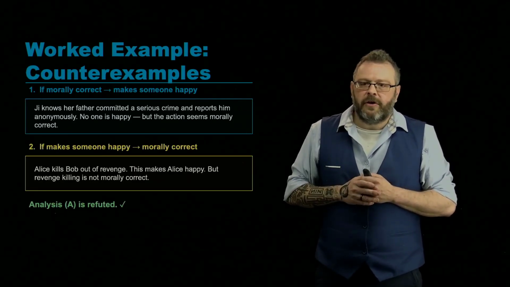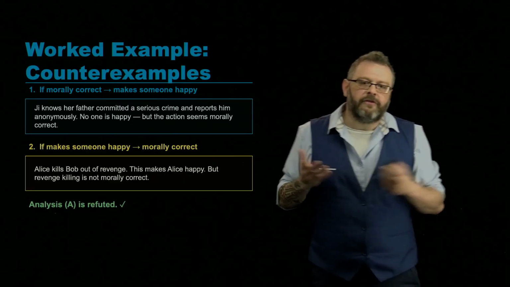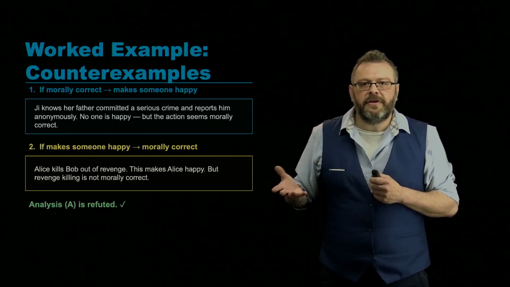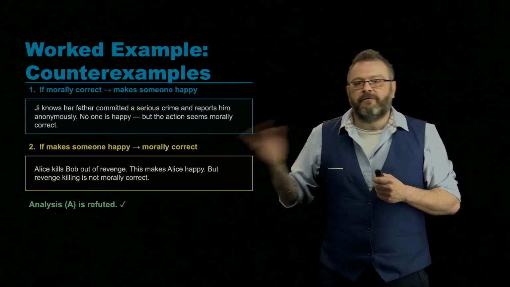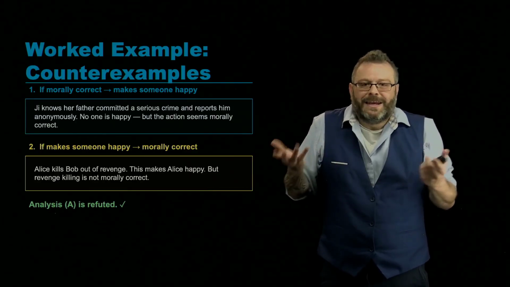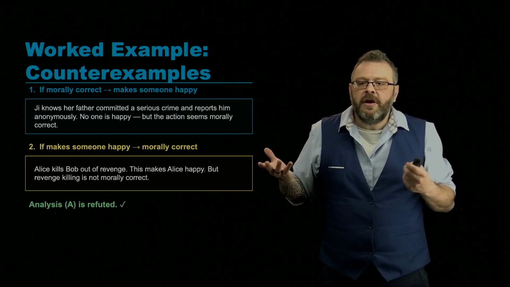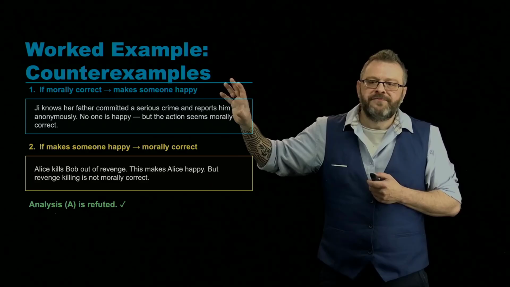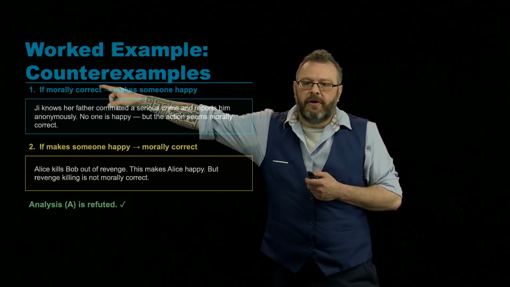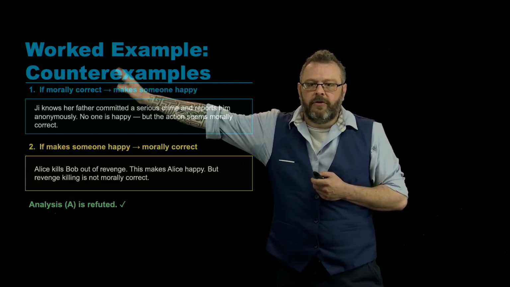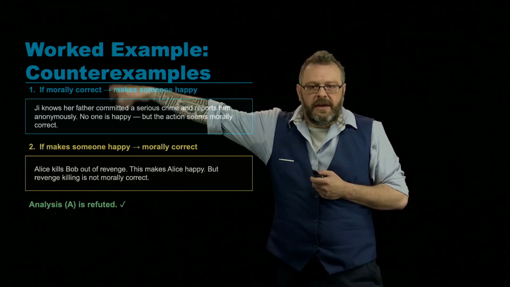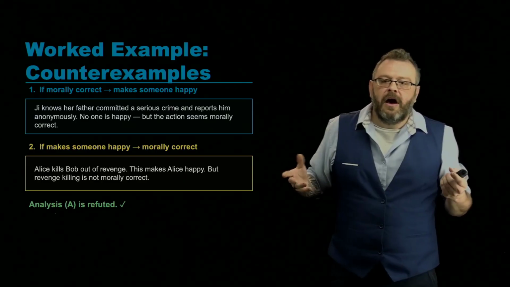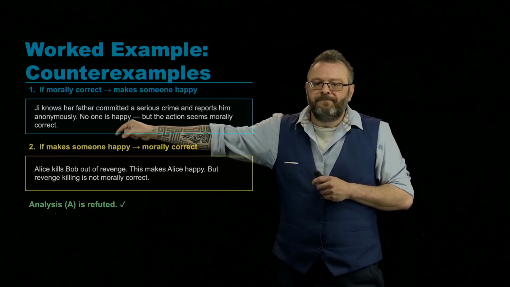A little bit of a weird case. We've got somebody who knows her father committed a crime, and so she reports him anonymously. She's not happy about it. Her father's not happy about it. It's not really like anybody's particularly happy about it, but it does seem to be morally correct, right? So here's a case where the action, reporting a father for some serious crime, is morally correct, but it doesn't make anybody happy.